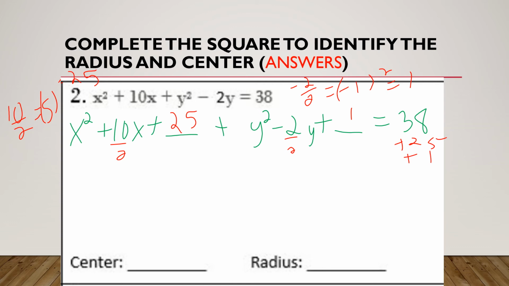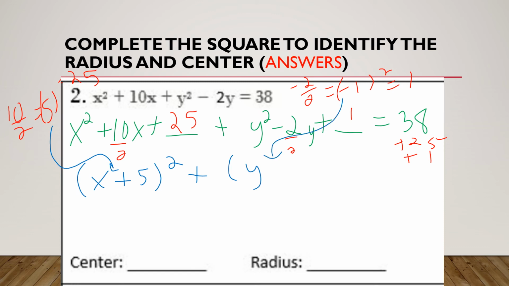And now we can rewrite it in that factored form with the completing of the square. We're going to take x. Remember, whatever you got as your result when you did the dividing becomes h, so x plus 5 quantity squared, plus, same thing on the y side, whatever we got when we did our dividing becomes your k. So y minus 1 quantity squared equals. Then if we take 38 plus 25 plus 1, we get 64.